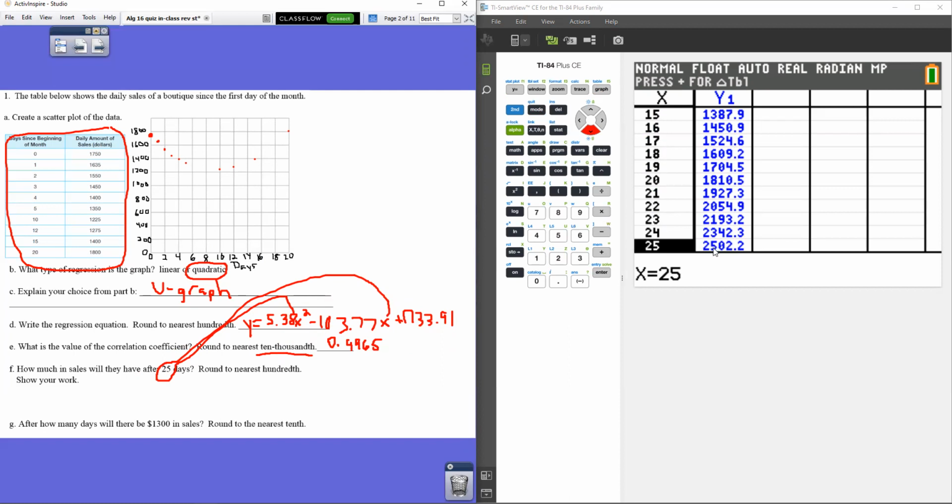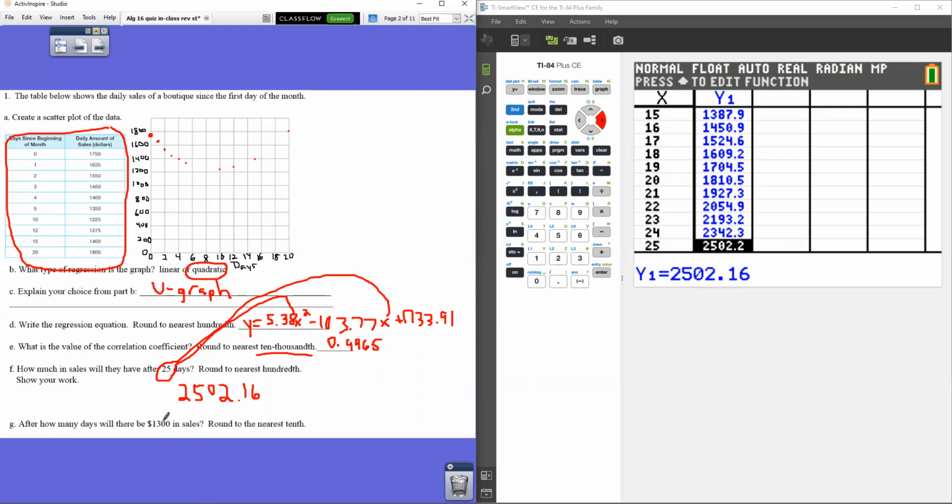Now, be very, very careful. It looks like it is 2502.2, but remember, the calculator only has a certain amount of space in each cell. So you have to tab over. Now I can see that it is 2502.16. So make sure that you tab over and it'll tell you the actual number in the bottom part of the calculator. G is a little bit tricky.